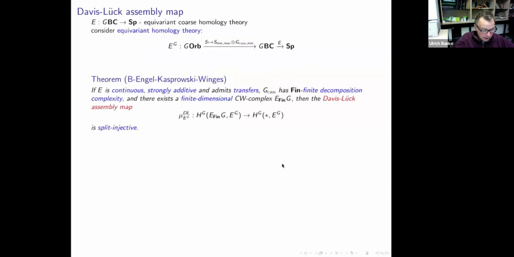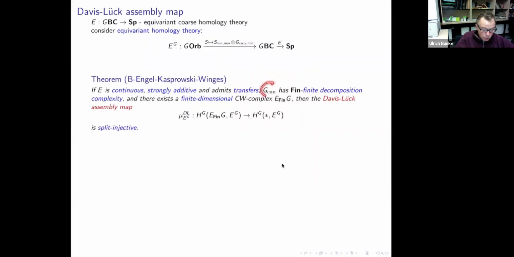Okay, and then the statement proven with Engel, Kaspersky, and Winges is the following. So if E, this equivariant coarse homology theory, is in addition continuous, strongly additive, and admits transfers. So these are also adjectives which were on the first slide. So this equivariant coarse K homology functor has these additional properties.